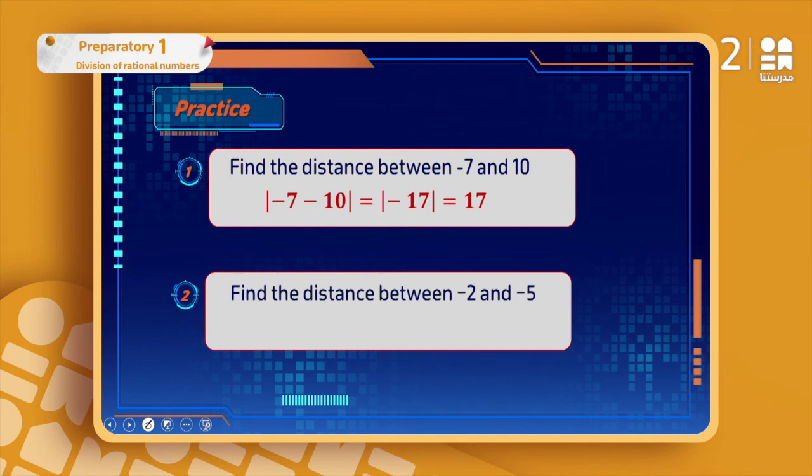Another one. The distance between two negative numbers, which are negative 2 and negative 5. So the absolute value of negative 2 minus negative 5. And as we said before, many times if we have two negative signs after each other, write it as positive. So it's negative 2 plus 5. Here we have different signs, sign of bigger then subtract. 5 is bigger, take its sign, which is positive, and subtract 5 minus 2, which is 3. So the absolute value of 3 is 3.